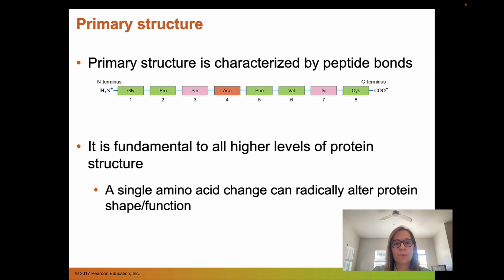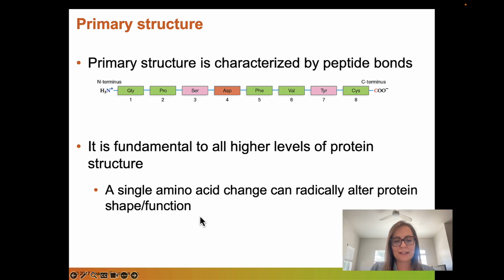Okay, so the primary structure is characterized by peptide bonds. So essentially, you've already learned about the primary structure. And so here's a really short oligopeptide. It's just made up of 8 amino acids, and each of these amino acids is joined by a peptide bond. And this is the primary structure, just the linear primary structure of this oligopeptide. So it's very simple, but it's also fundamental to all higher levels of protein structure. So the primary structure will affect secondary, tertiary, and quaternary.